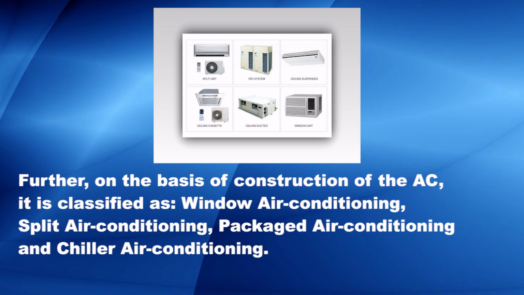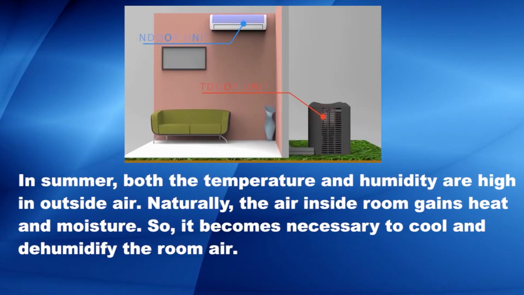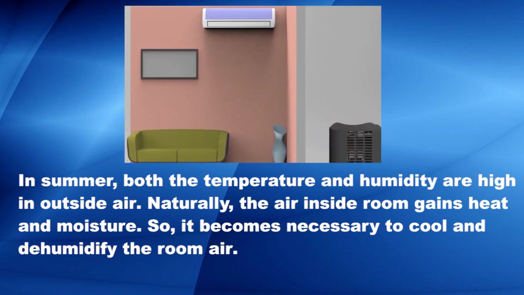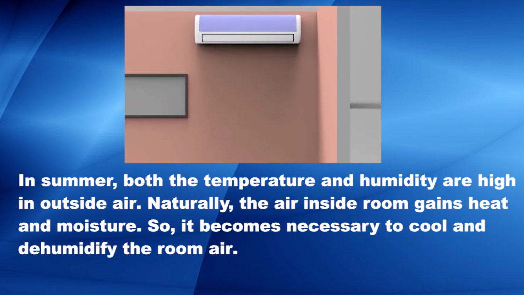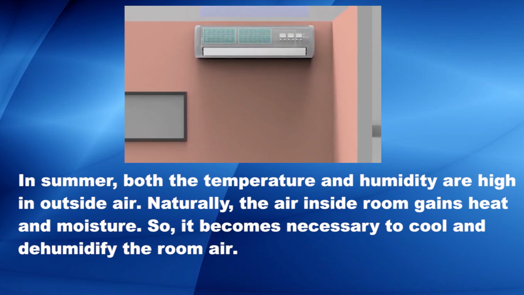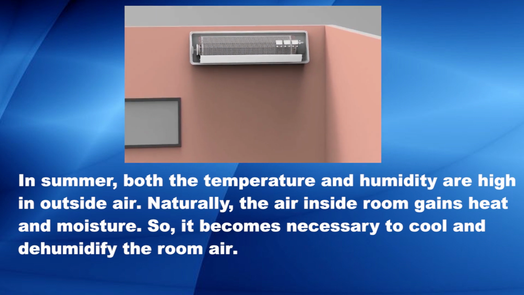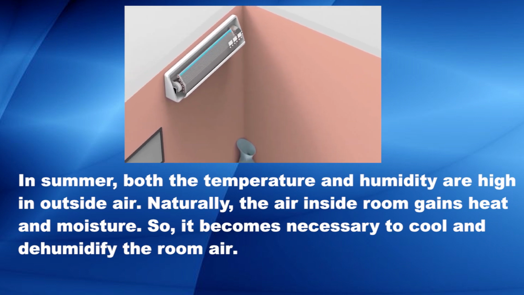First one is according to seasons. Summer air conditioning. In summer, both the temperature and humidity are high in outside air. Naturally, the air inside the room gains heat and moisture, so it becomes necessary to cool and dehumidify the room air. It may be done by recirculating the room air in an air conditioning apparatus by use of a cooling coil.